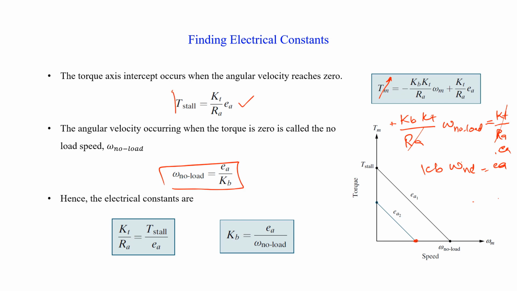So now these are two equations for T stall and no load speed. From these two expressions we can find the electrical constants of our interest, which were Kt by Ra and Kb. We can find Kt by Ra from the first equation, and the final expression for Kt by Ra is written here. And from the second equation we can find the expression for Kb, and the expression for Kb is written here. So now we know how to find the mechanical constants as well as the electrical constants for the motor transfer function.